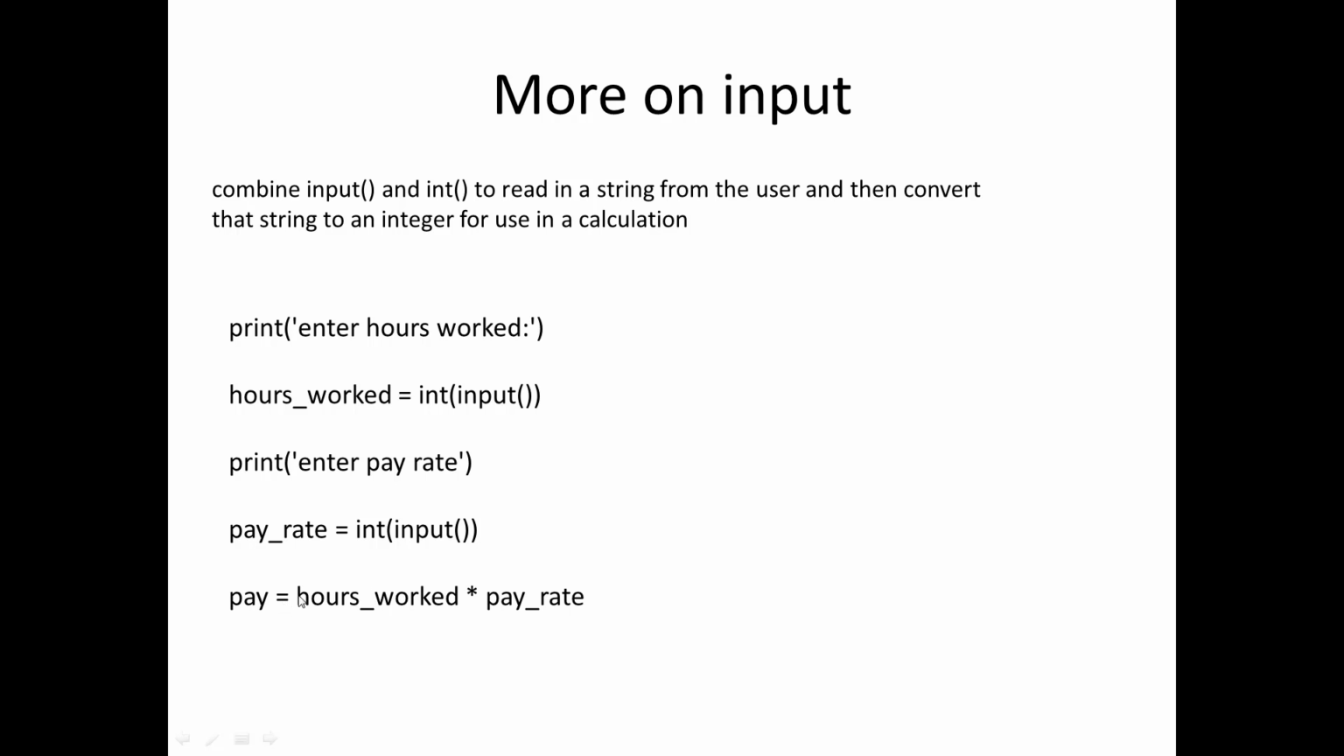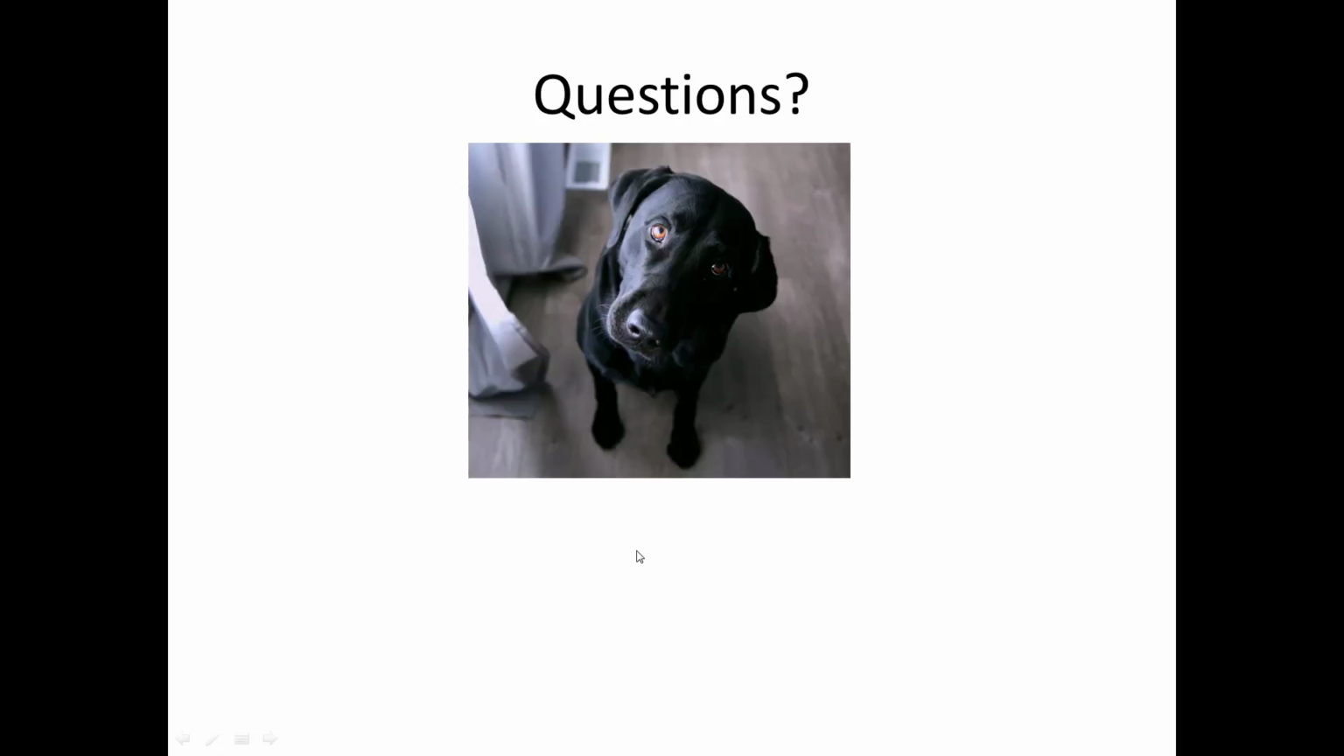Then we can calculate the pay. It's hours worked, the first variable that we entered, times the pay rate. Notice the star in Python is for multiplication. Then we assign that value to the variable called pay, and then we can print the string literal your pay is, followed by the actual variable. So we want to print a string literal. We separate these two values with a comma, and so your pay is whatever this calculation is will print.